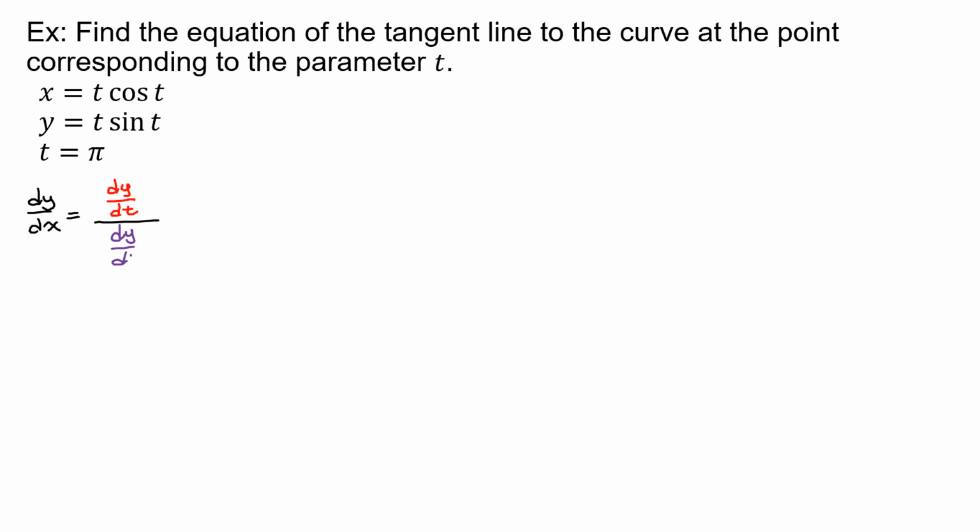Now your two derivatives here, for the dy/dt and the dx/dt, are going to be product rules. You have a t that's multiplied by cosine and a t that's multiplied by sine. So the derivatives are a little bit more complicated, but not too bad. So your dx/dt will be the first one times the derivative of the second. The derivative of cosine is negative sine, plus the second times the derivative of the first. So I'm left with negative t sine t plus cosine t.